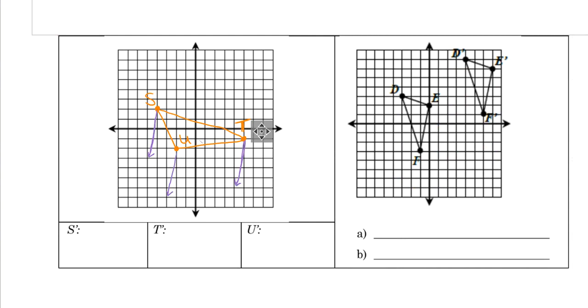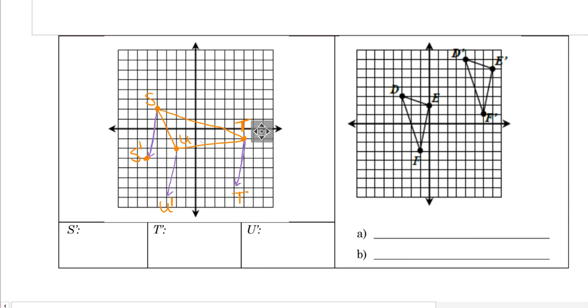Okay, so you can see if you graph your pre-image triangle STU, and then for your vectors, the vectors are going to be coming from each ordered pair, or each point, because each point is going to be translated. So we drew in a vector that would follow the slope of -1, 1 to the left and 5 down, and then where those vectors land, those terminal points, are going to be where your image points are.